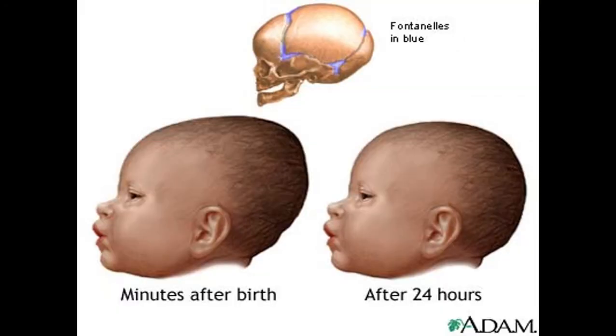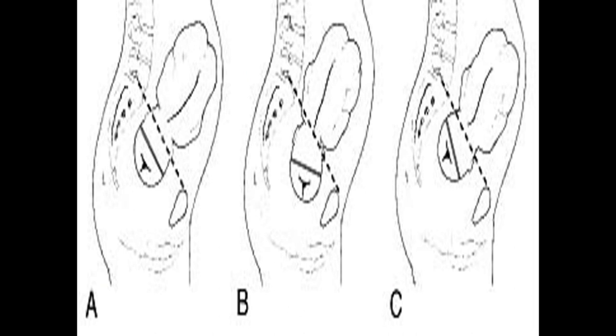The last thing we will talk about is asynclitism, or synclitism. We spoke about the degree of flexion of the fetal head according to strength. But what about flexion of the fetal head over one shoulder? It is a lateral flexion, because the fetal head may be flexed over one shoulder or the other.